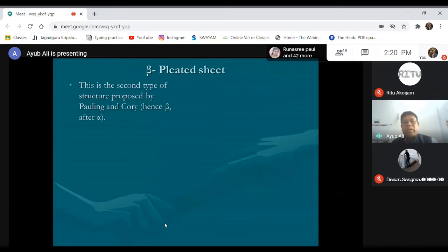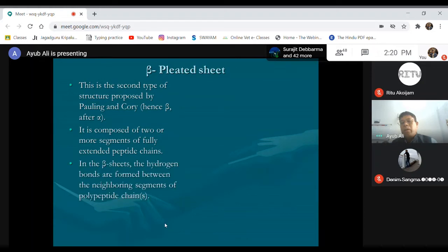So this is the second type of structure proposed by Pauling and Corey, hence beta after the alpha. It is composed of two or more segments of fully extended peptide chains, lying one above the other as a sheet. In the beta sheets, the hydrogen bonds are formed between the neighboring segments of the polypeptide chain. In the alpha helix, it is in the same chain, but here it is between the neighboring chains.